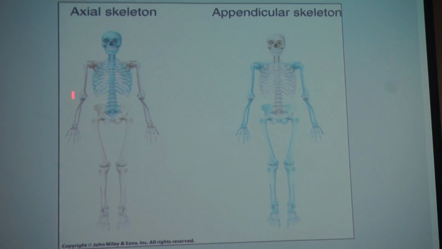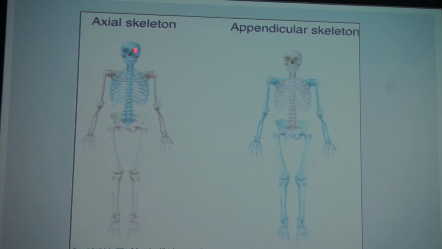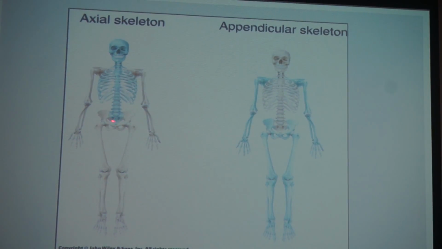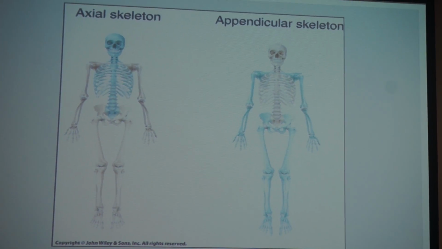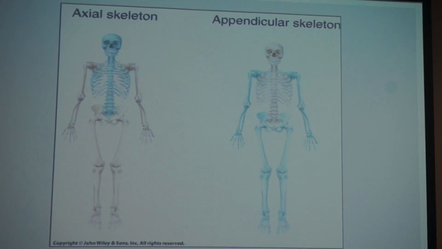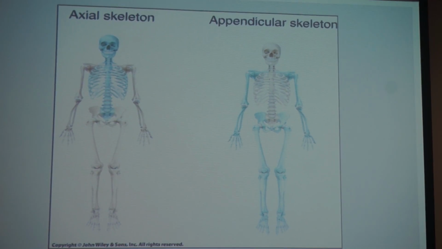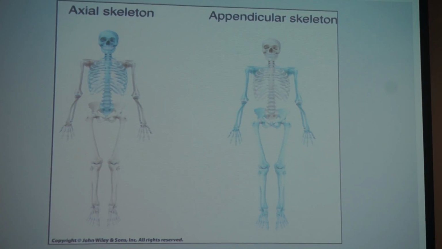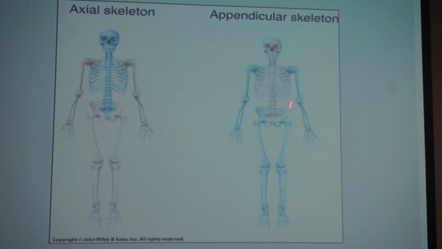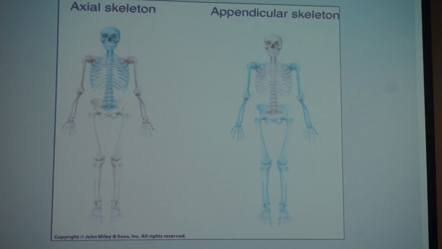All right, so we're going to do the axial skeleton: the skull, the vertebrae, the rib cage, and some associated bones. That's what we're going to start with. The appendicular skeleton will be the pectoral girdle and the upper limbs, and the pelvic girdle and the lower limbs. So we're going to do the axial skeleton first.